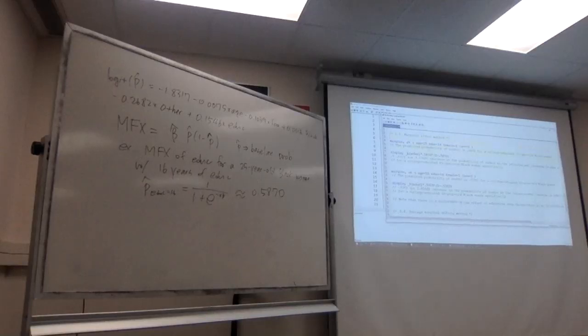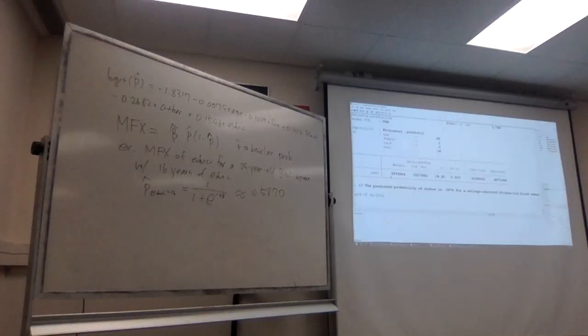So this margins command actually gives you that predicted probability. Margins at age 25, education 16, female 1, and race is 2. Good. As you can see, it agrees with the number on the board. It means that the predicted probability of that specific scenario, or that specific person, is 0.5870.